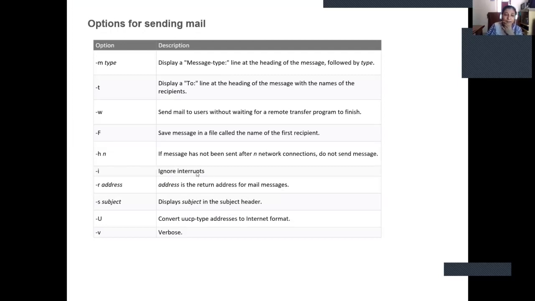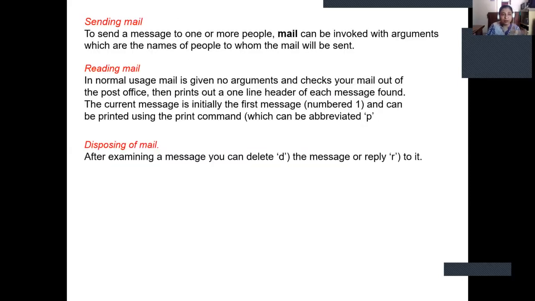So if an interrupt occurred during the transmission, then you don't have to report back to the user, you can directly send the message. Then -R, it returns the address for the mail messages, that is to whom you have sent. For example, I've told mail -E -R TTY20. So that will say that the message has been transferred to the user called TTY20. So like that, it will give our information. So -S, it will give what subject. Then again, capital U means it will convert the UUCP type into a correct format, and also V for verbose mode. So this is how you can send the mail.